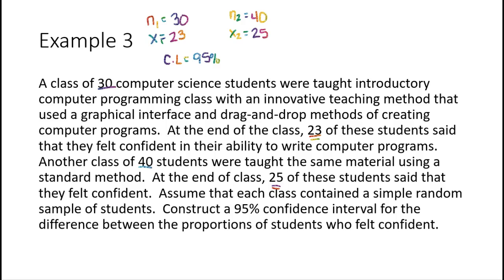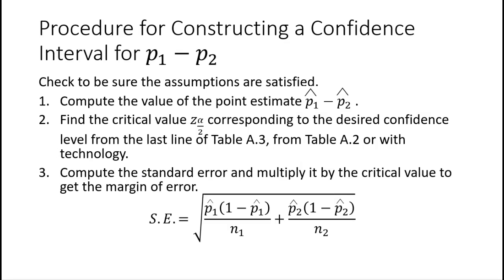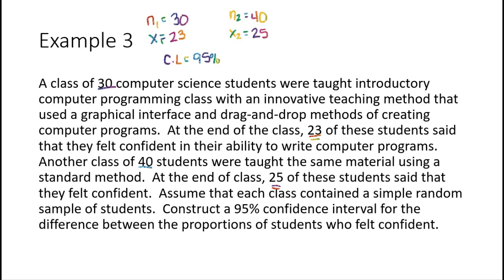Now, in order to find a confidence interval for the proportion, let's go back and look at the directions here. We are going to have to figure out the value of the point estimate, which is P1 hat minus P2 hat. That's just the proportion from the first sample minus the proportion from the second sample. So in our case, we're going to be looking at 23 divided by 30 for our P1, and then 25 divided by 40 for our P2.